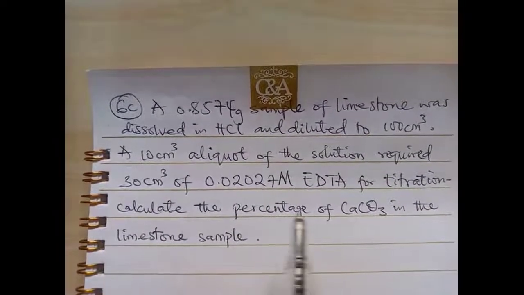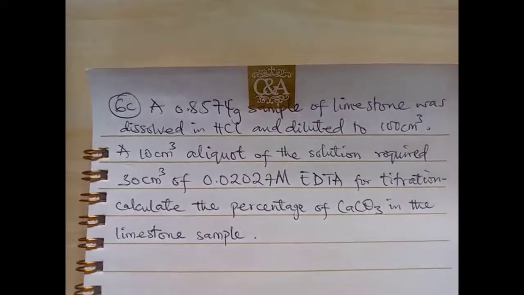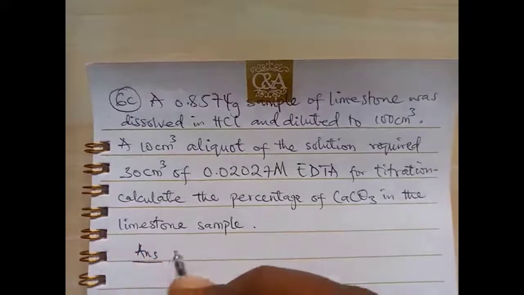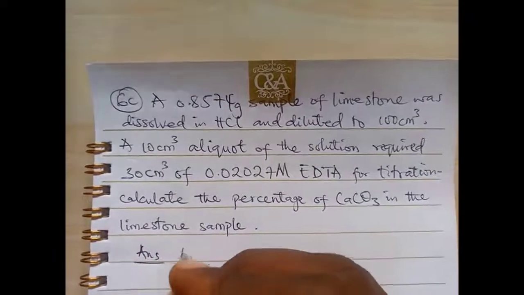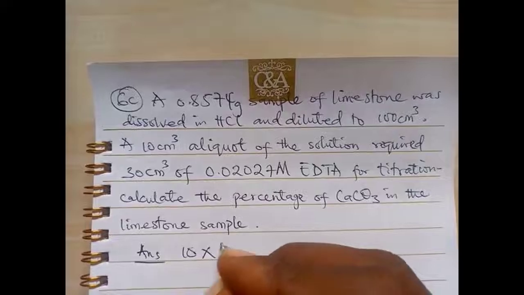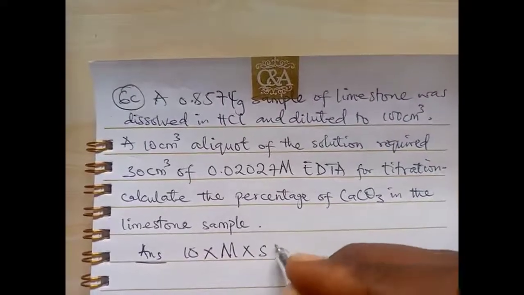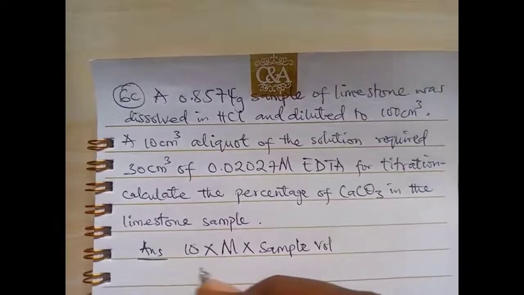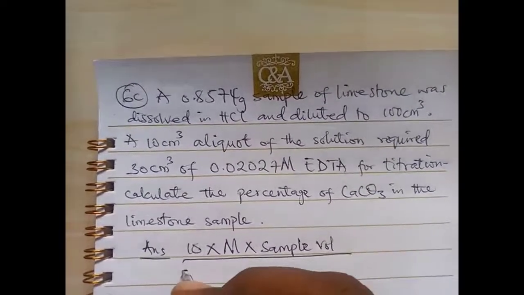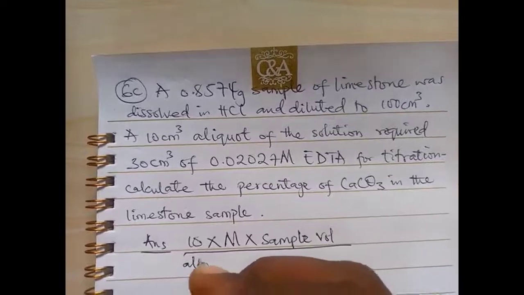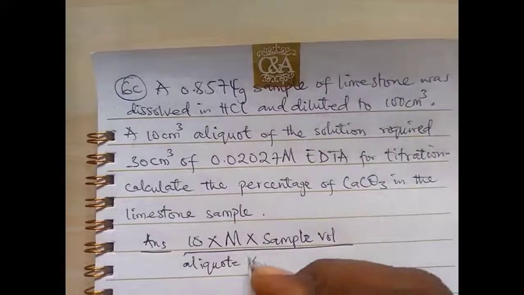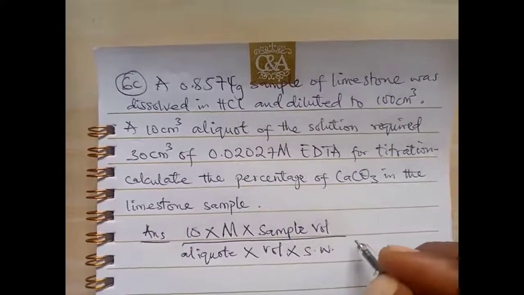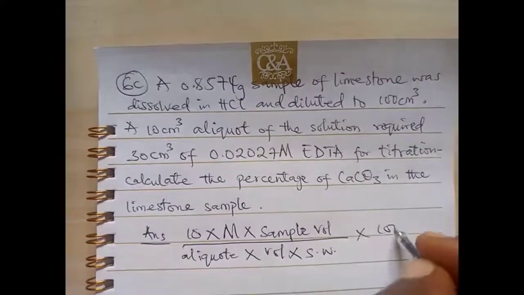Calculate the percentage of calcium carbonate in the limestone sample. The formula we're going to use for this is 10 times the molarity times the sample volume, all over the aliquot volume times the sample weight. Since it's in percentage, we say times 100 over 1.